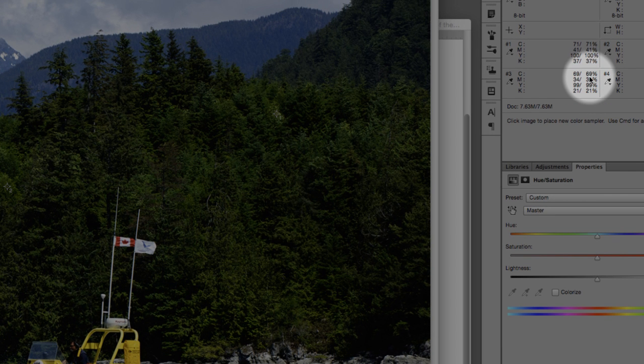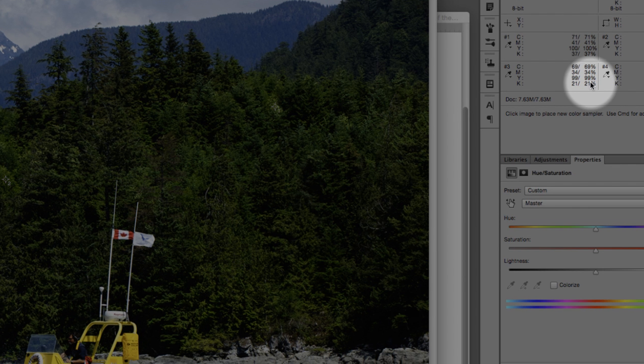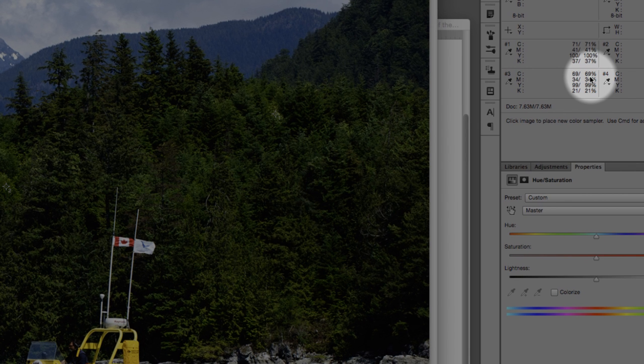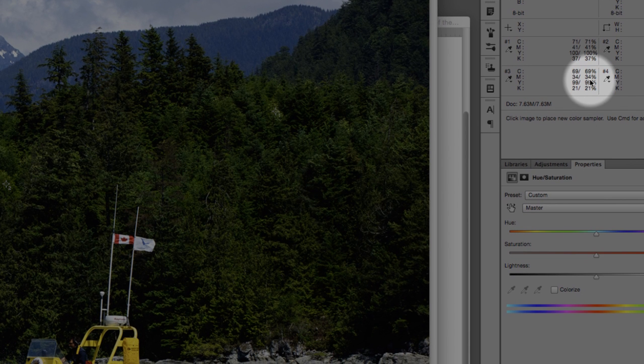99 minus 69 is 30. So I'm taking the yellow and subtracting the cyan. I get 30%. I subtract 30% from 69 and I get 39. Now I know then magenta cannot exceed 39%, and it doesn't in this case. The magenta is 34%. That's lower than 39.